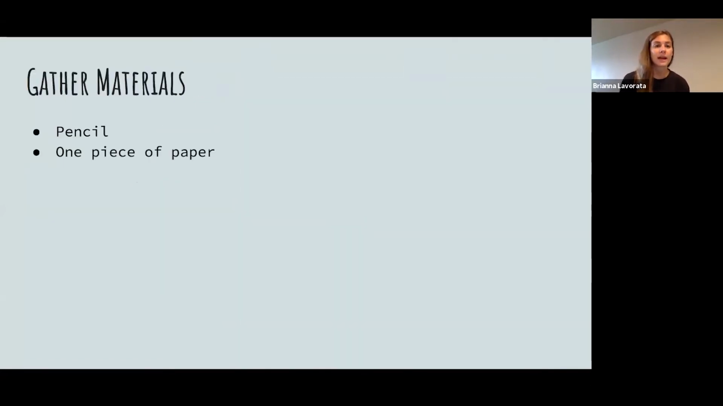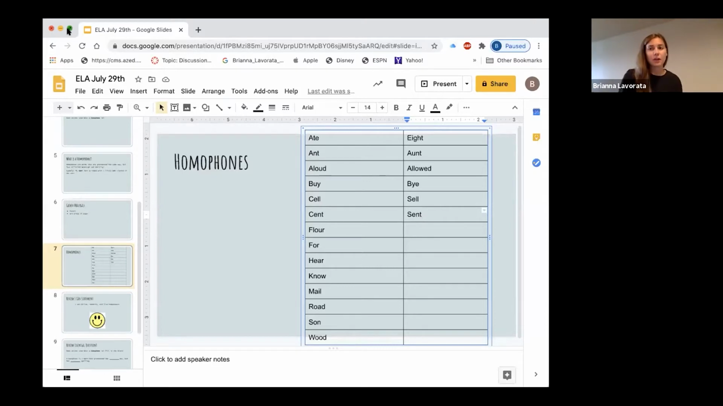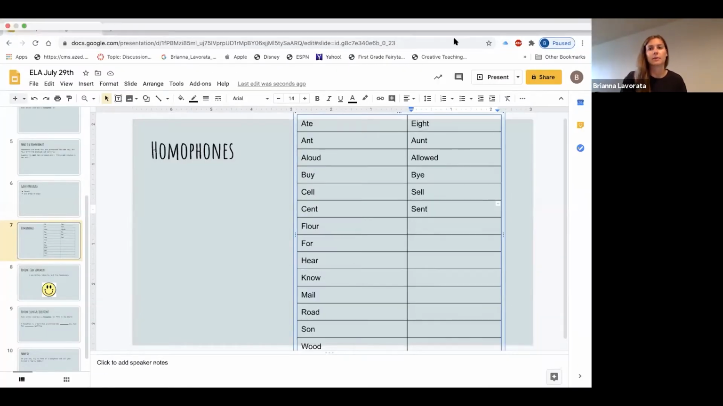Okay, so right now I would like for us to gather some materials. I would like for you to gather one piece of paper and a pencil or a pen. And we are going to be making a chart where we list different types of homophones today. So right now, I would like for you to please go ahead, pause this video, gather your one piece of paper and your pen or pencil, and join us back. So I'm going to share my screen with you again. Actually, I'm going to stop sharing my screen.